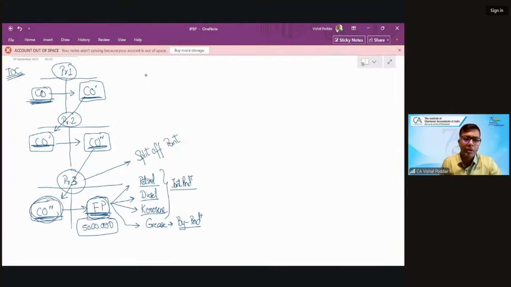Now, whatever costing you did using the process costing approach, you got the total cost of your finished goods, your final product, as 50 lakhs. Now, this 50 lakhs is what is called your joint cost.